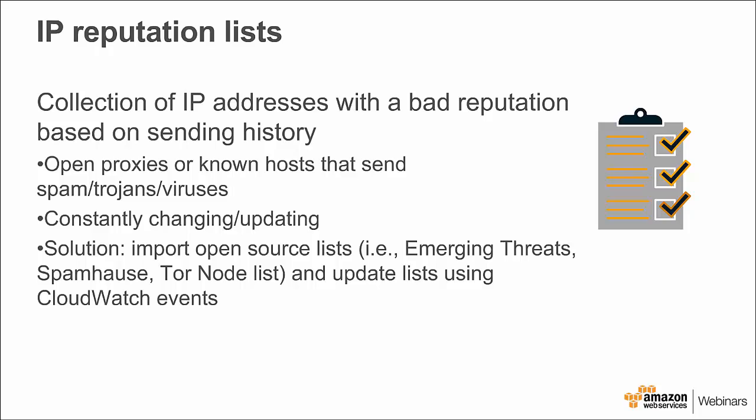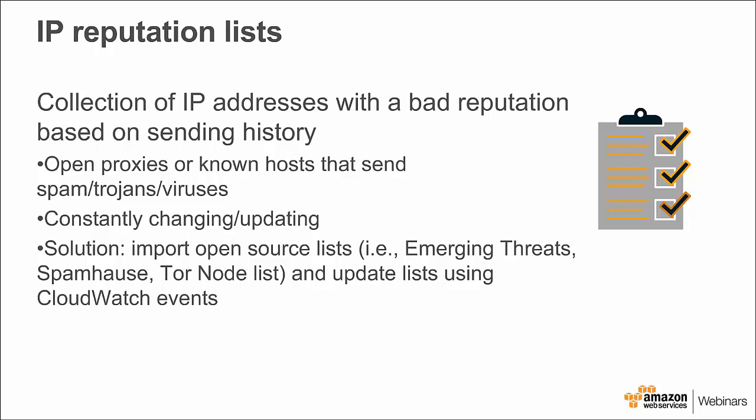So our first protection is IP reputation lists. Organizations like Spamhaus collect data on known sources of spam and malware networks, and they make those lists available to anybody that wants to use them.